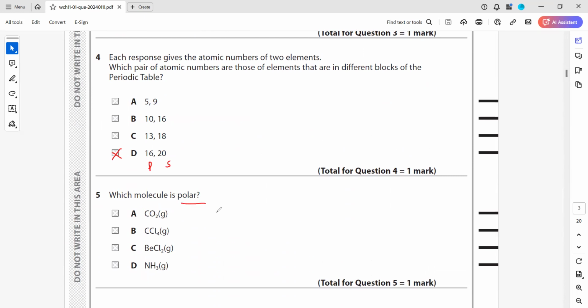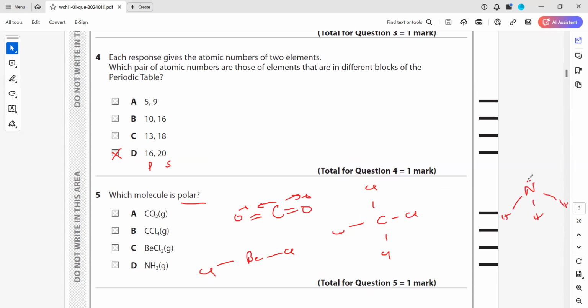Which molecule is polar? So carbon dioxide, both oxygens in a linear structure, so they cancel out each other. Carbon tetrachloride, identical atoms are attached, cancel out. Beryllium chloride, linear structure, cancel out. But in ammonia, even though identical hydrogens are there, it is a pyramidal structure, not trigonal planar. That's why ammonia will be the polar molecule.